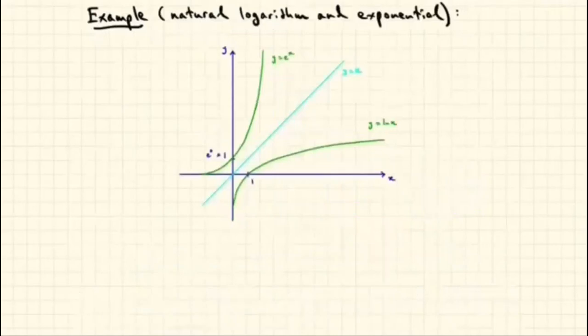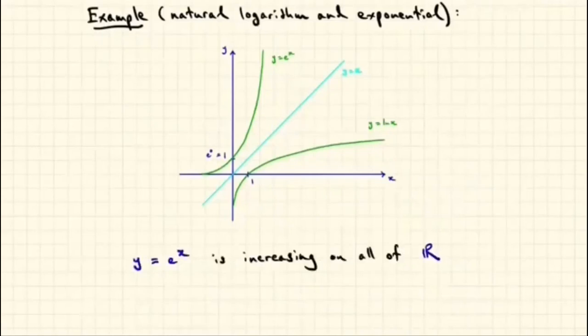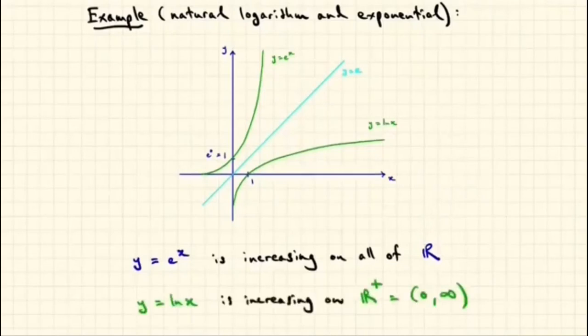Here are the graphs of the natural logarithm and the exponential function on the same diagram. They form a natural pair of increasing functions obtained from each other by reflecting in the line y equals x. The exponential function is increasing on all of the real line without any restriction on inputs. The natural logarithm function, however, is increasing over the positive reals. Remember, you aren't allowed to take the logarithm of zero or of a negative number.